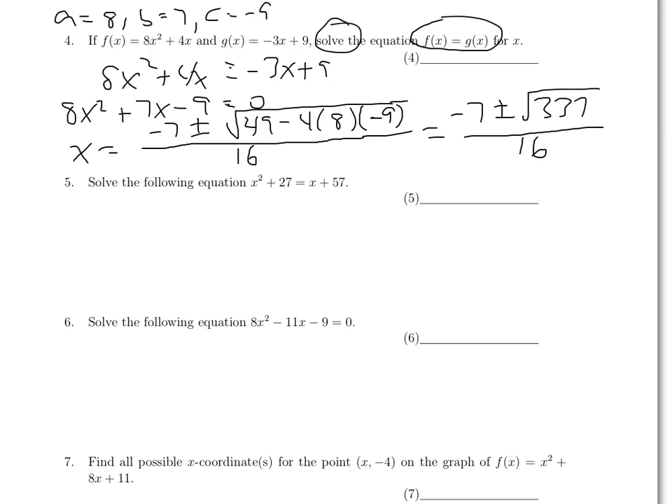So those are your two solutions. It's worth checking, like take the square root of 337 on your calculator if you're not sure, but that definitely is not a perfect square. There's nothing nice about that.